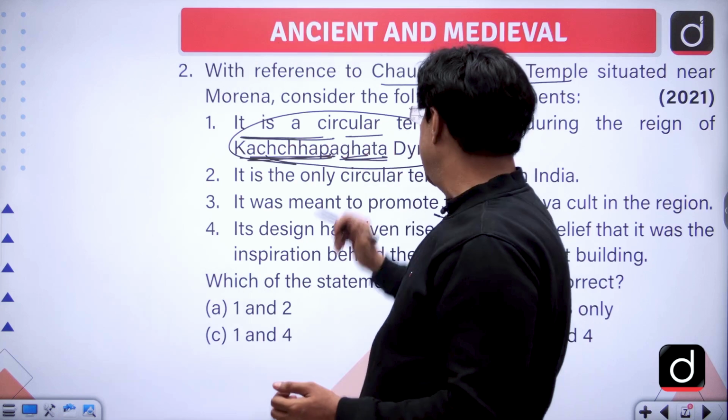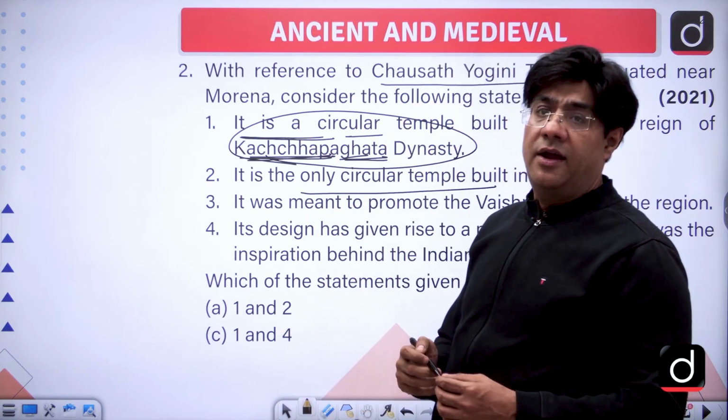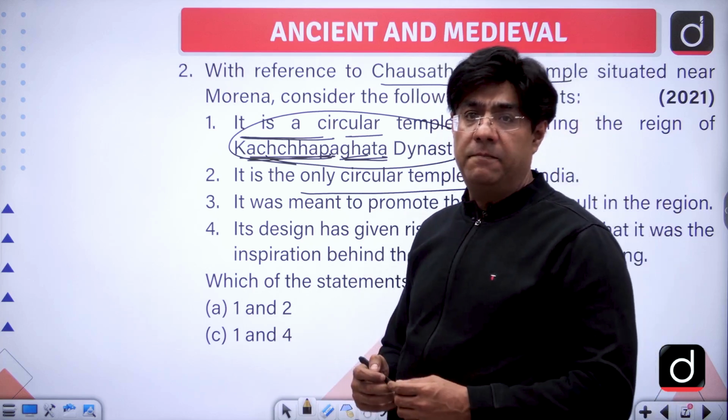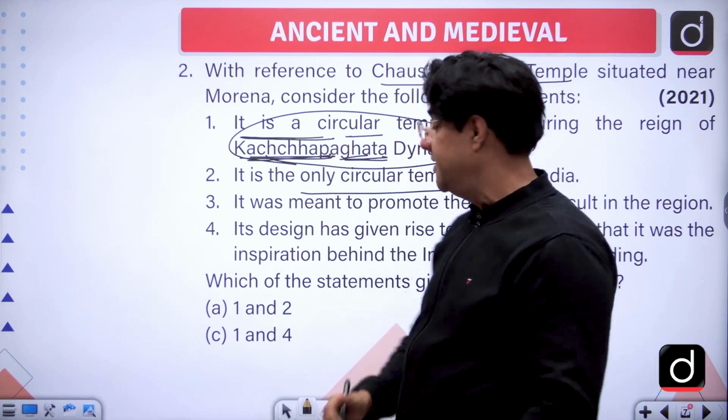So here the name of the dynasty is given. The feature of the temple is being asked. Circular hai, or square hai, or rectangular hai. So this question is from another theme which we have to do, temple architecture.